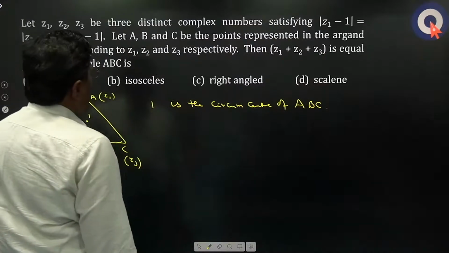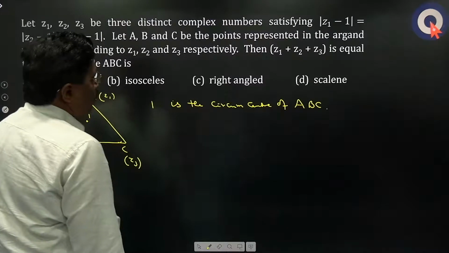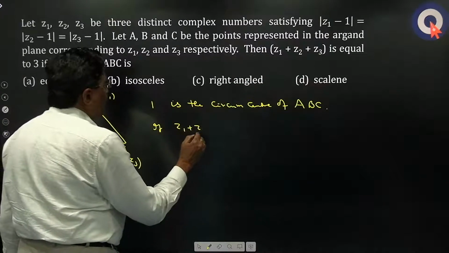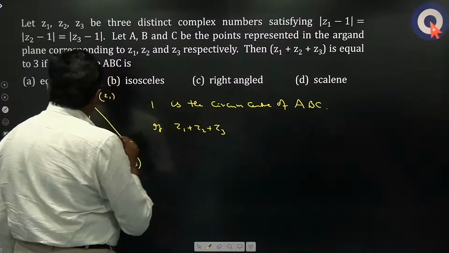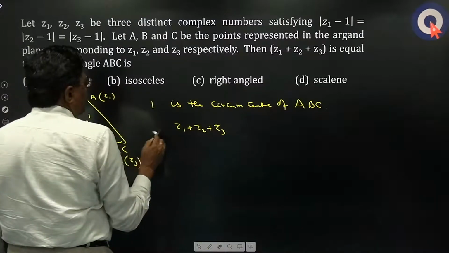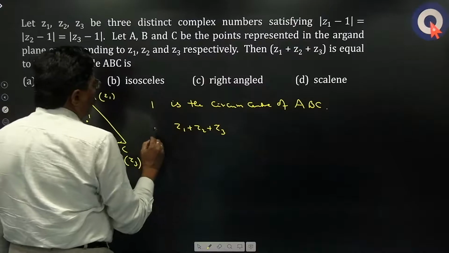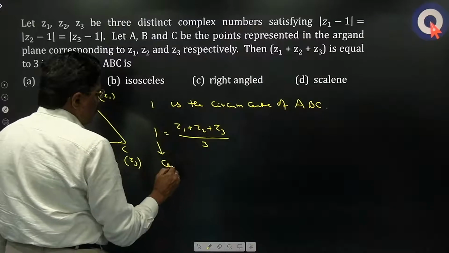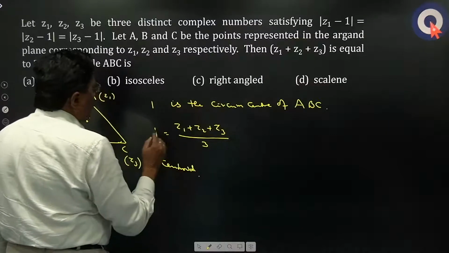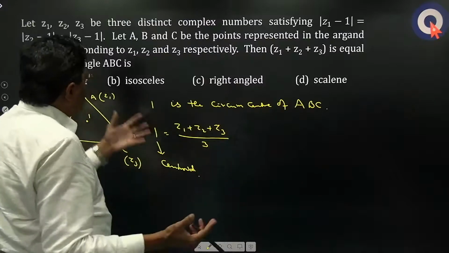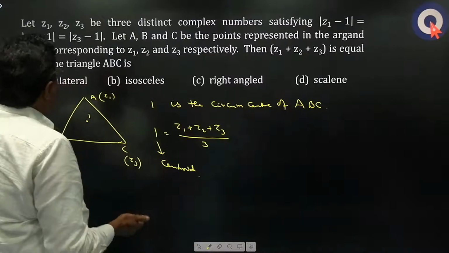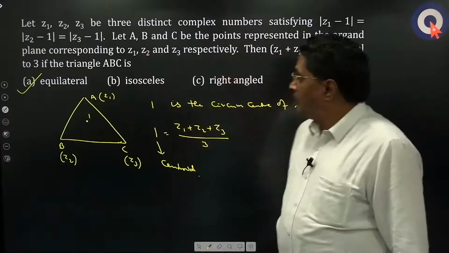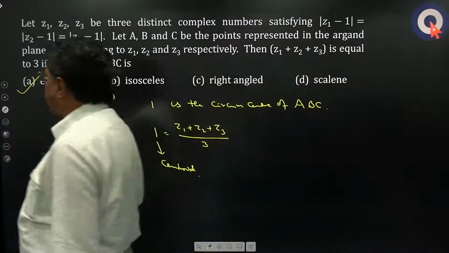Now, then Z1 plus Z2 plus Z3 is equal to 3. See, if Z1 plus Z2 plus Z3, if 1 is also equal to this much, then 1 is centroid also, right? So if that happens, 1 is the circumcenter and 1 is also the centroid, then the triangle has to be an equilateral triangle, nothing else. So straight, right? So now let us see the next problem.